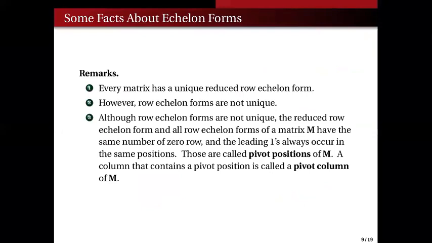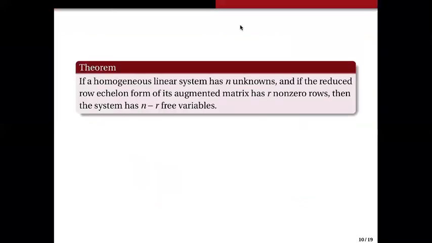Some more remarks and facts. If a homogeneous linear system has n unknowns, and if the reduced row echelon form of its augmented matrix has r non-zero rows, then the system has n minus r free variables. Okay?